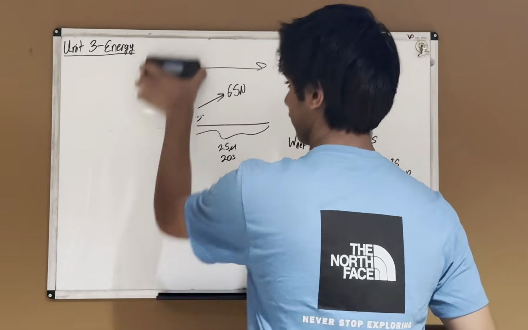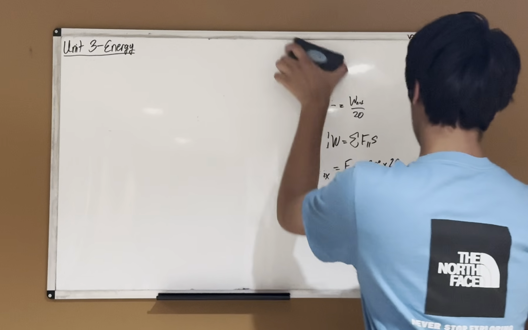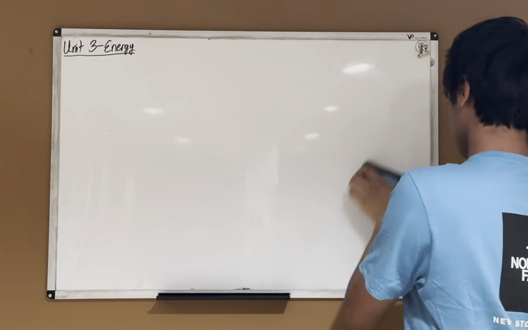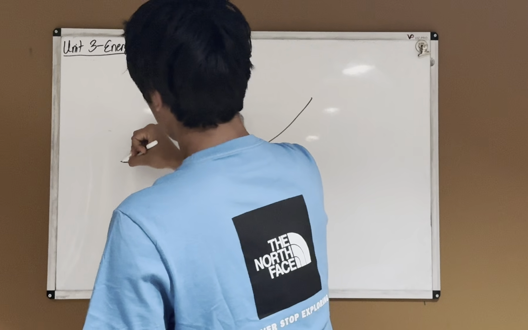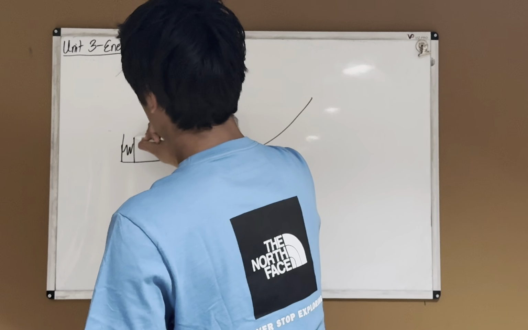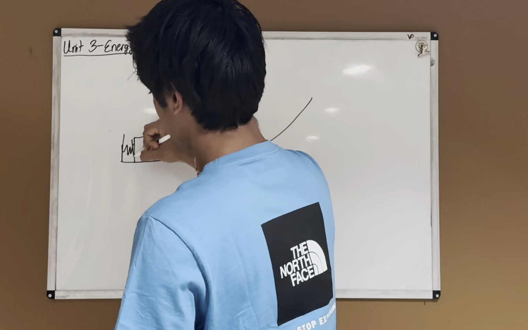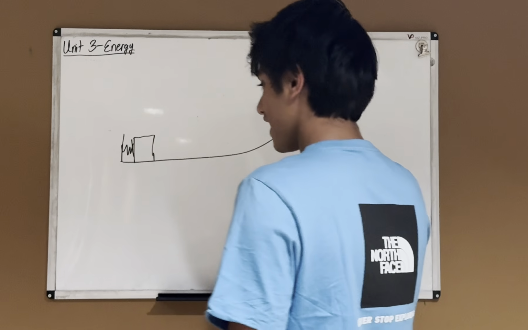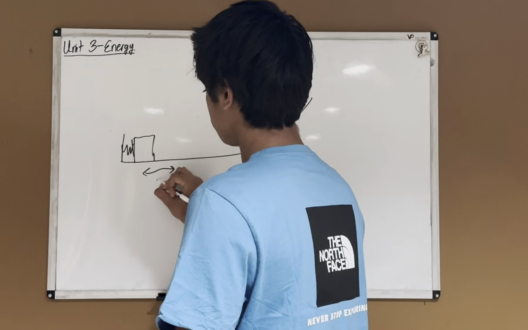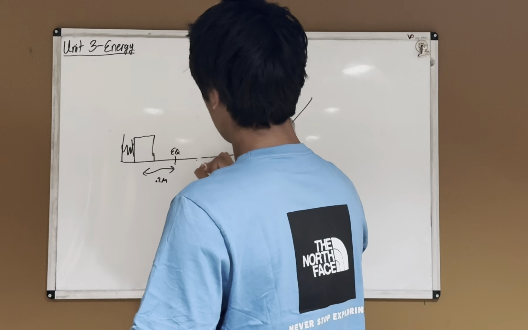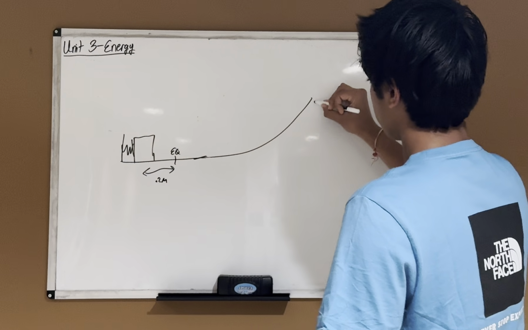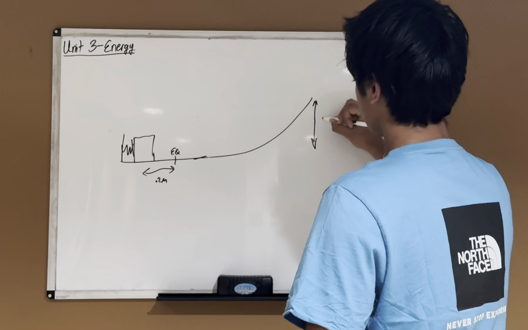Let's say we have the problem like so. We have a spring connected to a mass, or like it's just attached, pushing a mass, compressed a distance of 0.2 meters from equilibrium. Call this equilibrium. And we want to know how far in height it goes up this ramp.